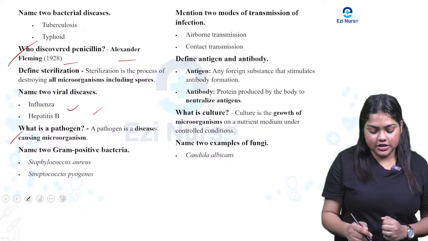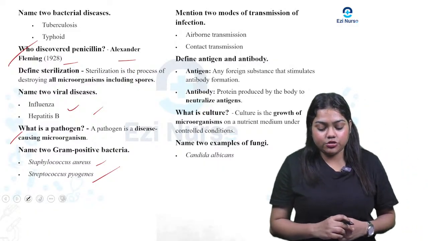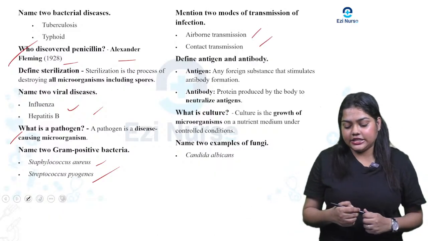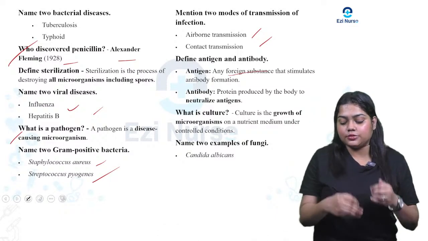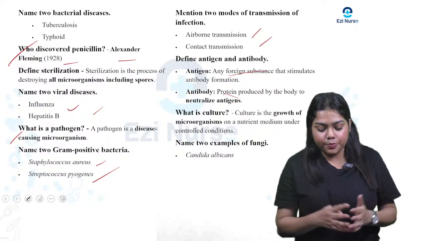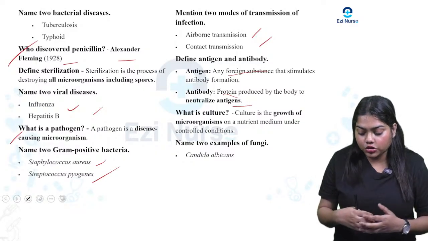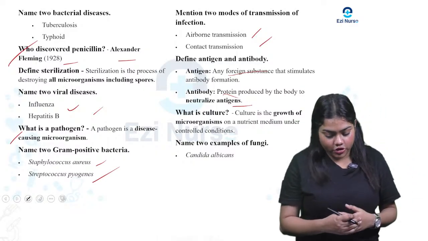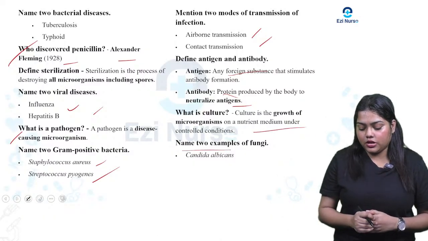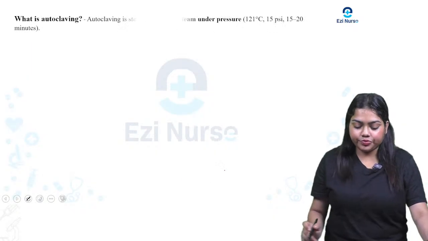Name two gram-positive bacteria: Staphylococcus aureus and Streptococcus pyogenes. Two main modes of transmission of infection: airborne and contact transmission. Define antigen and antibody. Antigen is a foreign substance that stimulates antibody formation, and antibody is a protein produced by the body to neutralize the antigen. What is culture? Culture is the growth of microorganisms in a nutrient medium under controlled conditions. Two examples of fungi: Candida albicans and Aspergillus.